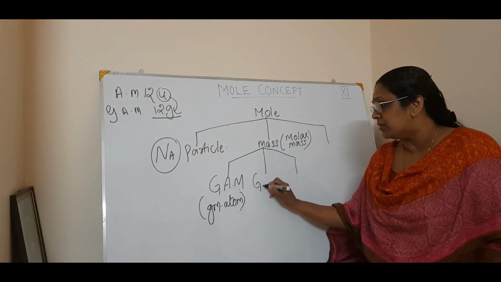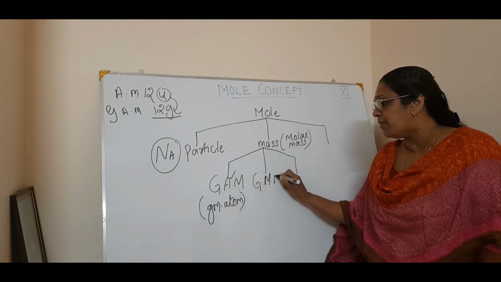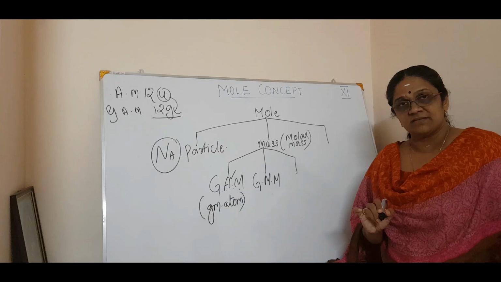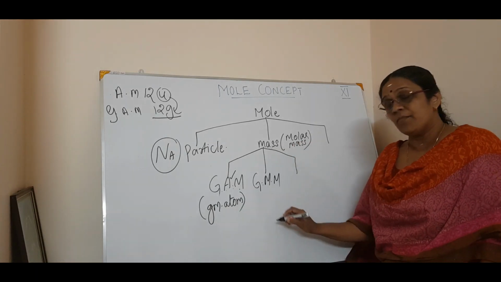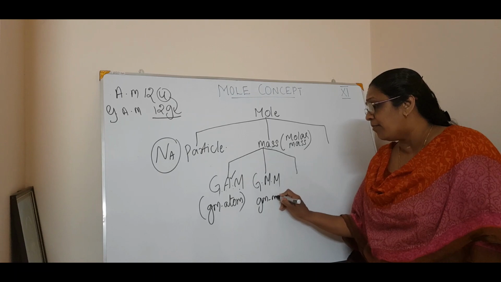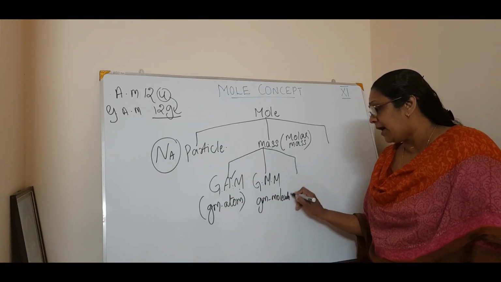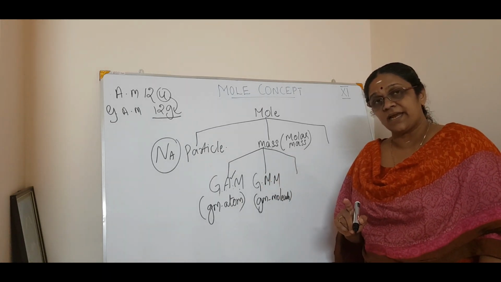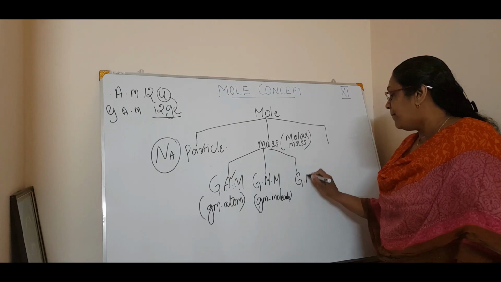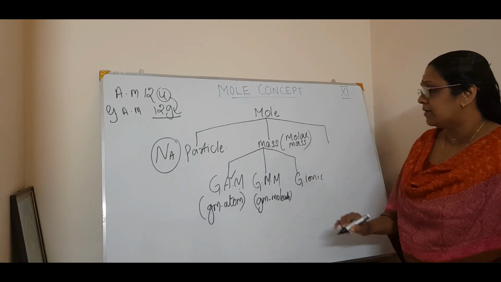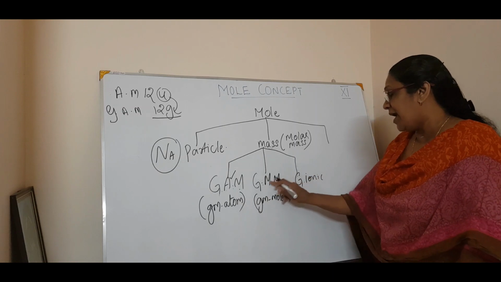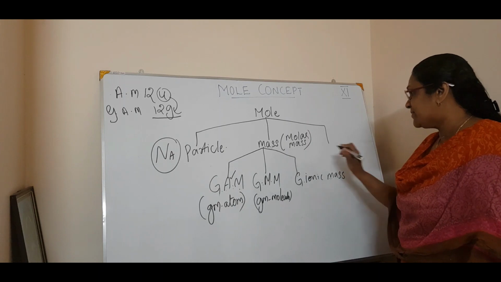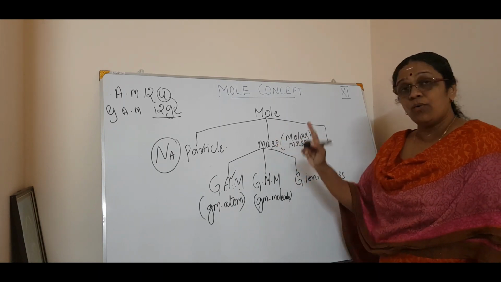Now coming to molecule. This is atom. Now gram molecular mass. What is gram molecular mass? The molecular mass expressed in grams. That is why you call it molar mass. Here you can say it as gram molecule, that is molecular mass expressed in grams. Now the last is gram ion. Gram atomic mass, gram molecular mass and gram ionic mass. So these are the three types connecting to molar mass.